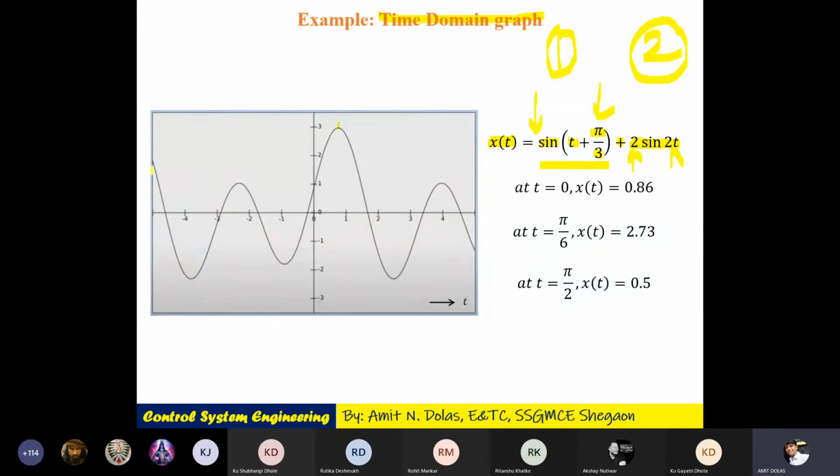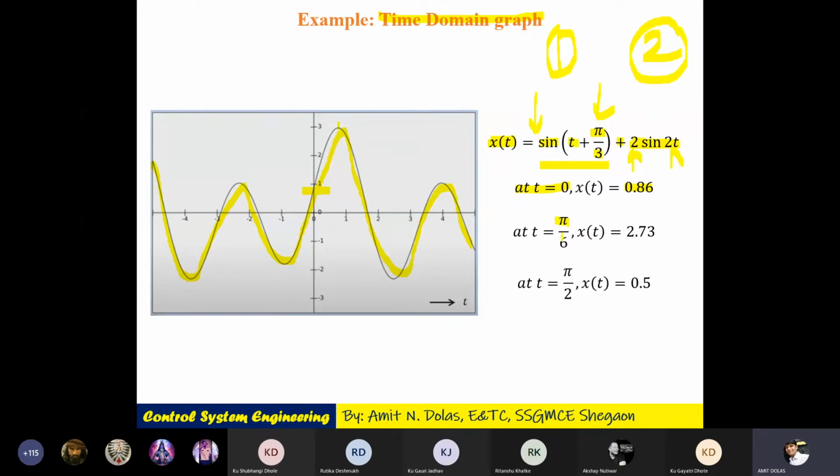You can see there are ups and downs. Addition is performed, so somewhere the amplitude is less, somewhere it is negative, somewhere it is very high, because it is simply the addition of 2 sinusoidal waveforms with different attributes like different phase, different amplitude, different omega. If I compute x of t at 0 using this formula, it comes to 0.86. So it is somewhere here, 0.86.